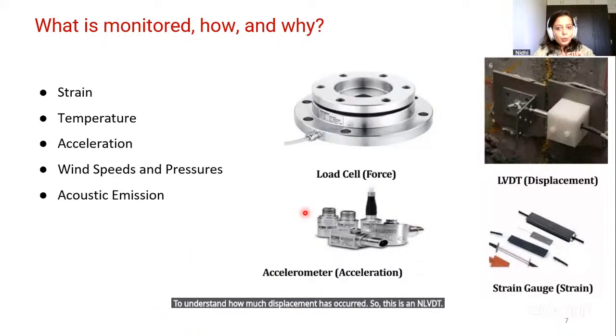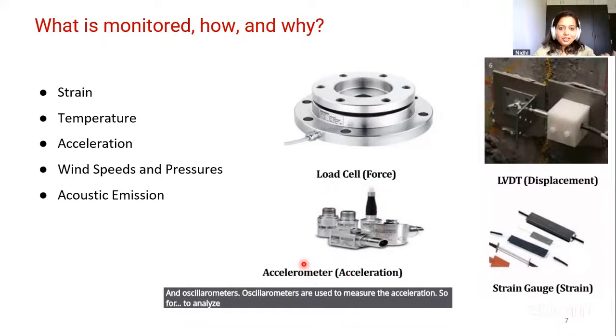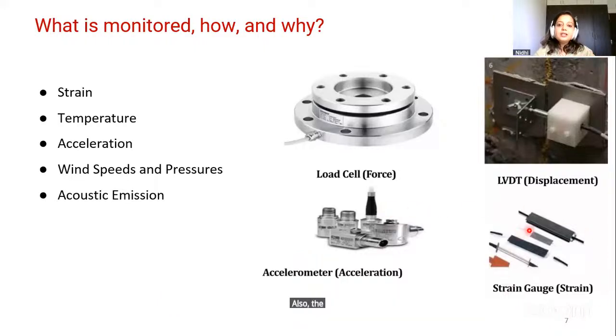And accelerometers are used to measure acceleration. To analyze the dynamic characteristics of the structure, we have to use accelerometers. Also the strain gauges, which are used to measure the variation in strain.